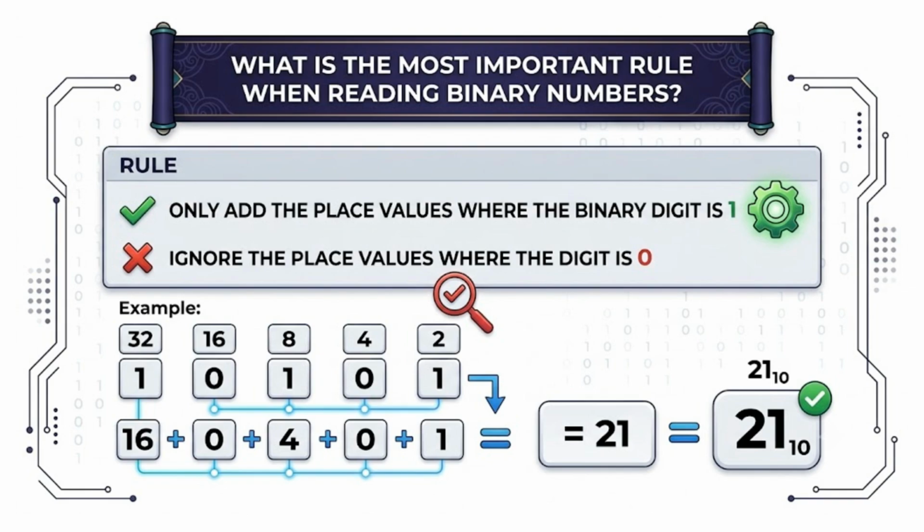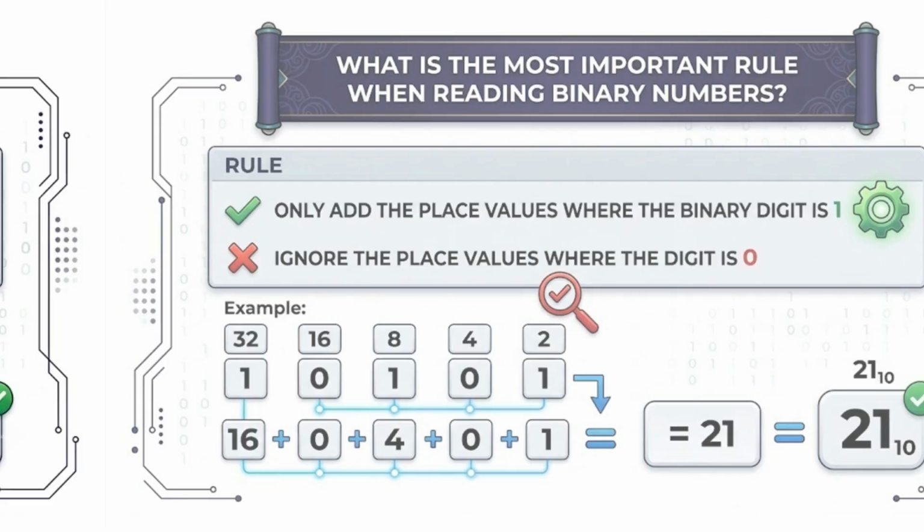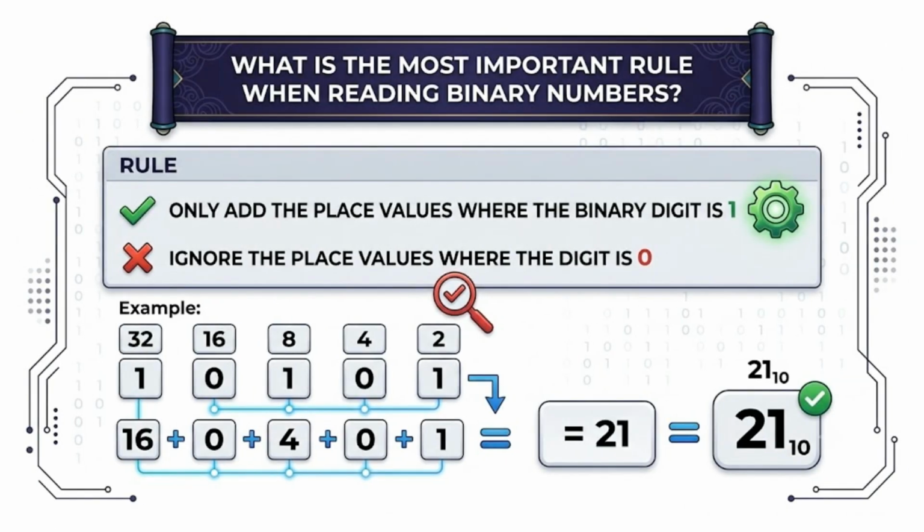Think of each binary digit as a simple decision. A 1 means include this value. A 0 means do not include this value. You never change the place values. You simply decide whether to include each one based on whether the binary digit is 1 or 0. Once you understand this rule, you'll be able to read almost any binary number quickly and accurately.